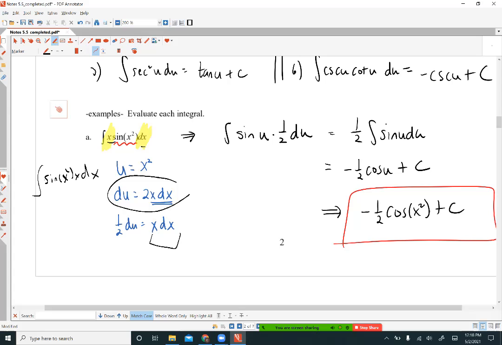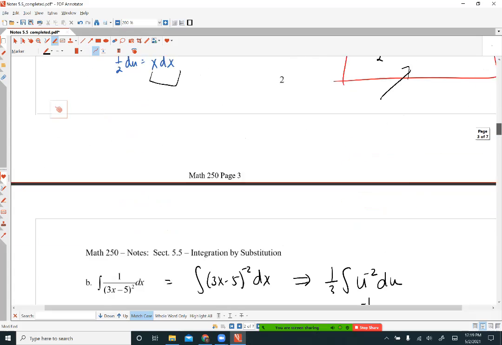And so yeah, that 1/2 is under the integral. That 1/2 is 1/2 multiplied by sine of u. So we get this function here. We know the antiderivative of sine of u is minus cosine, so we get minus 1/2 cosine u plus c. And remember, our original substitution was u equals x squared. Go back to the original variable if it's an indefinite integral.